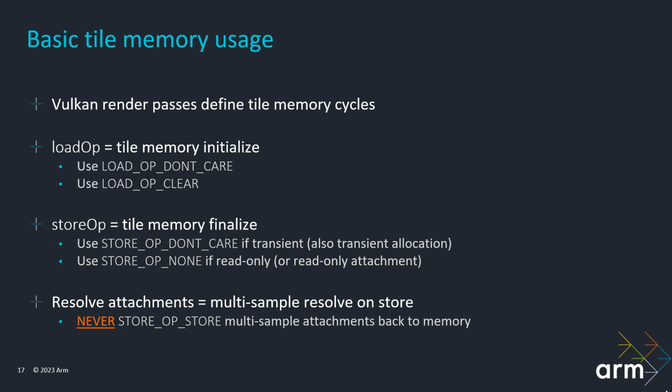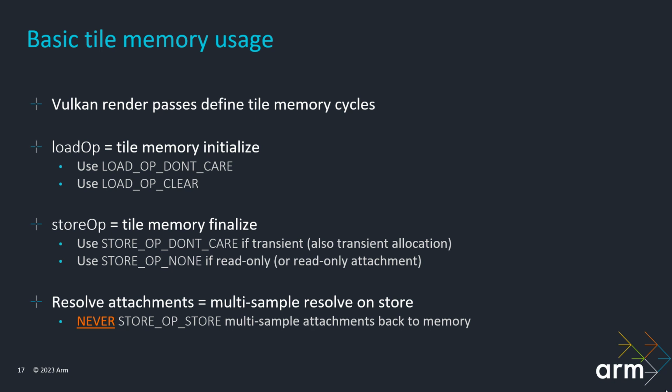Also back that by a lazy transient allocation. If you have read-only inputs, you can use store op none. It doesn't get stored, and it also doesn't invalidate the contents that are in memory, so you could read it again later. If you're using multi-sampling, then the resolve attachment is how you do the resolve on store.